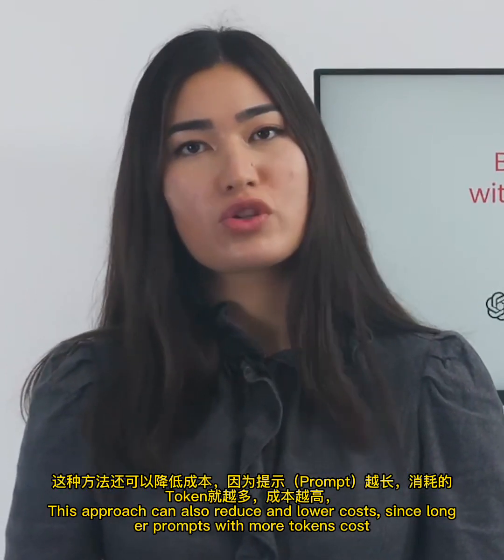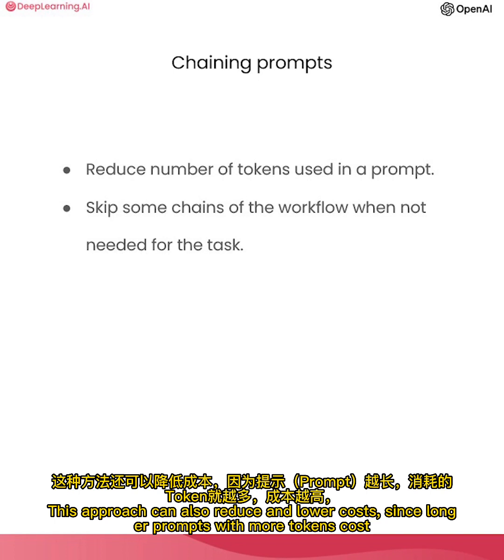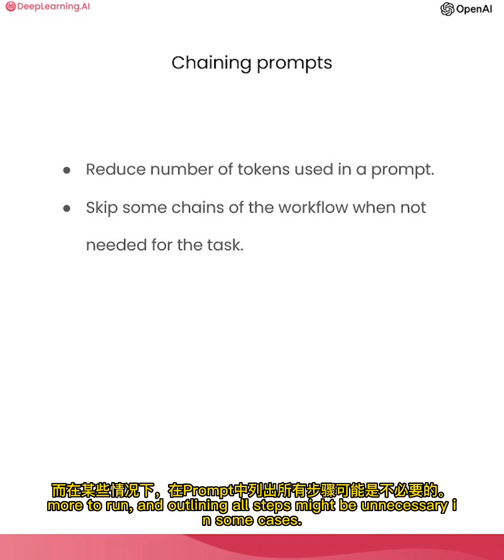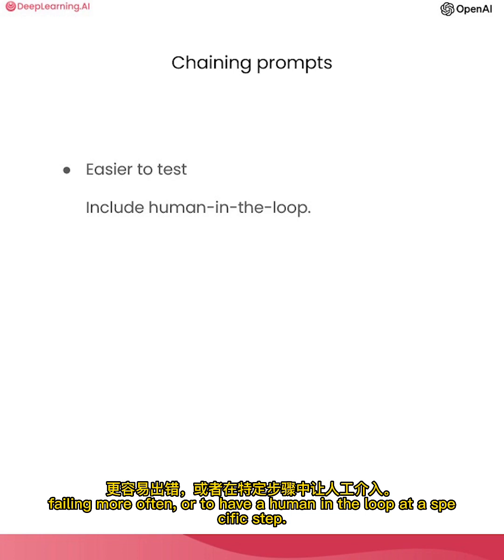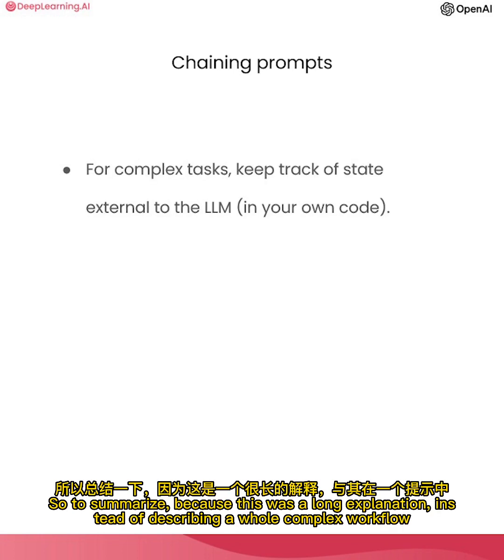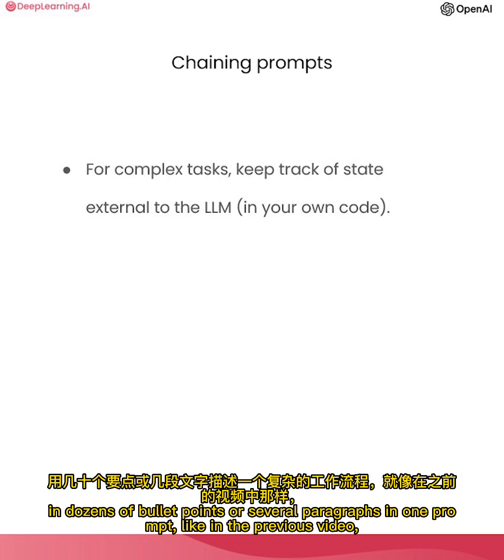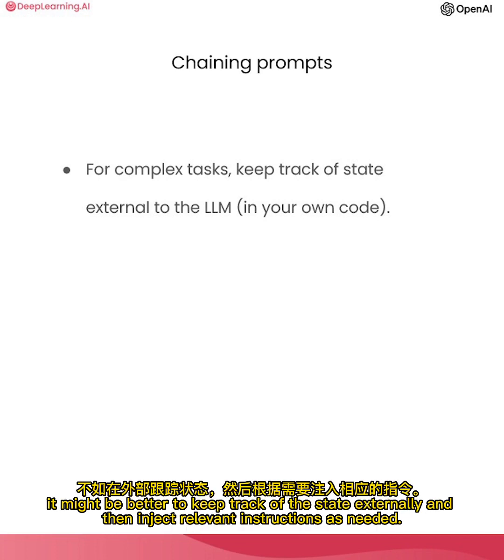This approach can also lower costs, since longer prompts with more tokens cost more to run, and outlining all steps might be unnecessary in some cases. Another benefit is that it is easier to test which steps might be failing more often, or to have a human in the loop at a specific step. So to summarize, instead of describing a whole complex workflow in dozens of bullet points or several paragraphs in one prompt, like in the previous video, it might be better to keep track of the state externally and then inject relevant instructions as needed.